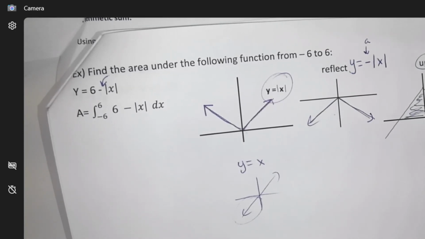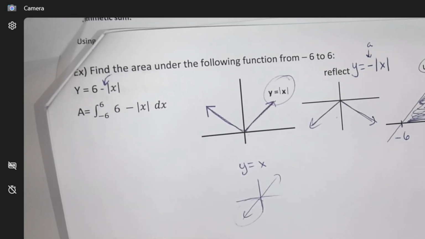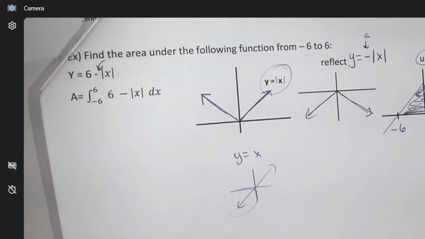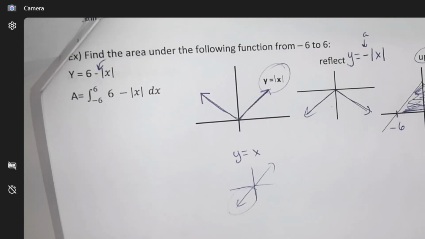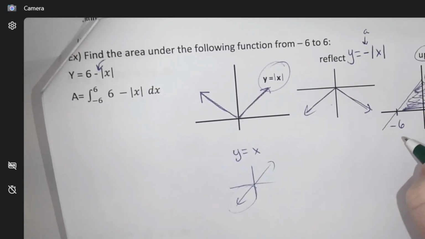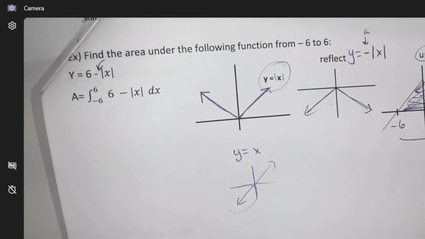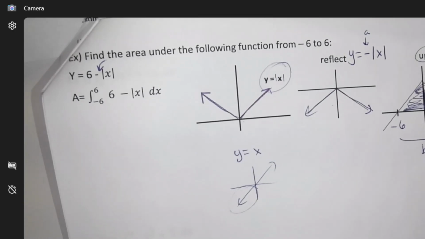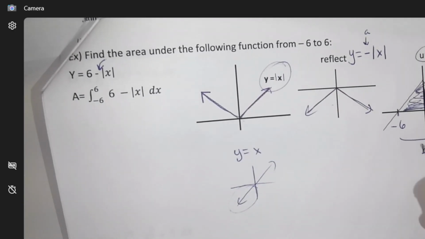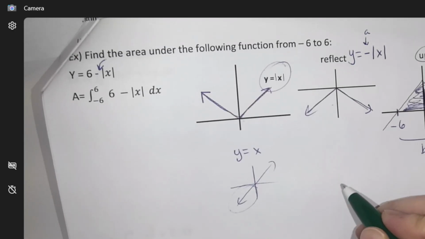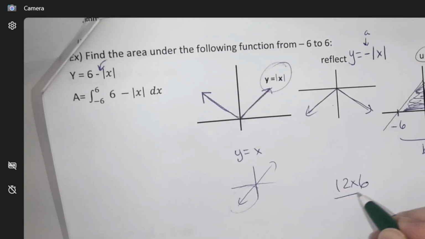And then this question is asking me to figure out the area from negative 6 to 6. What's the area underneath it? I can use shapes on this one because it is a perfect shape. So what's the base? 12. Height is 6. So I'm going to go base times height averaged.